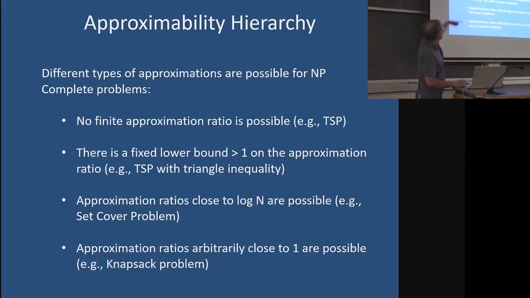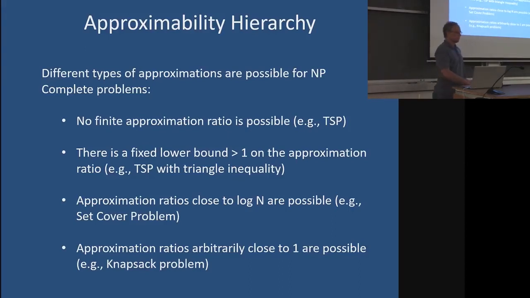So you can have a hierarchy of ratios. You can have the infinite ratio: there's no finite approximation. That's TSP. You could have a fixed bound, a constant ratio. So TSP with the triangle inequality has an approximation ratio of 2. The ratio between the approximate solution and the exact solution will never be bigger than 2.